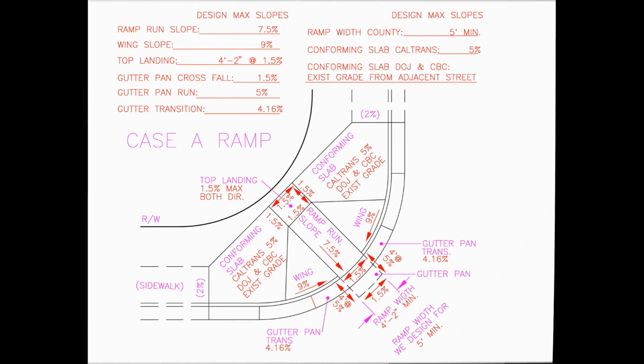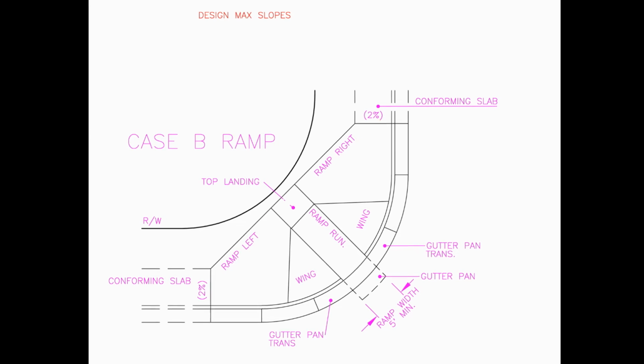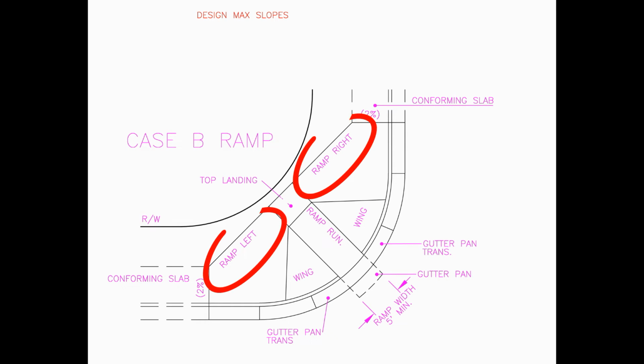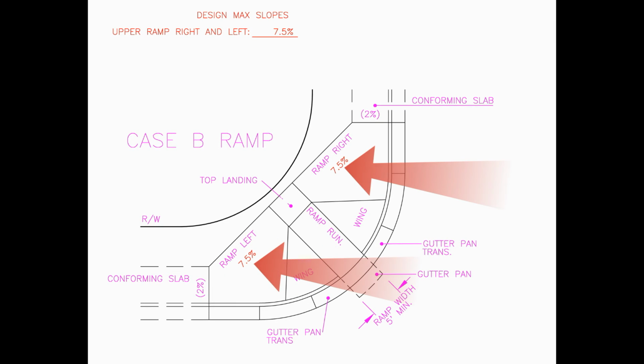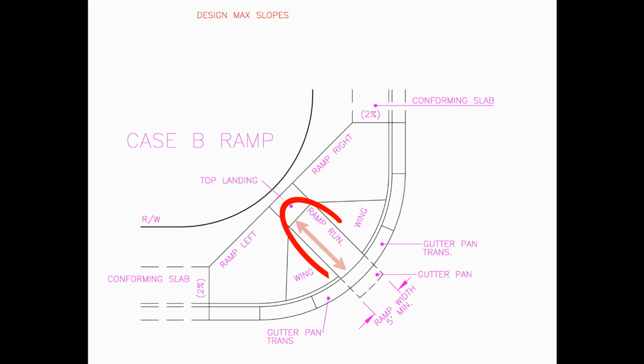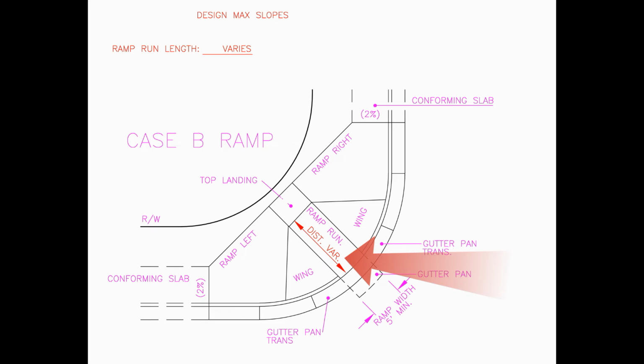Now let's go over a Case B ramp. All ramps have the same maximum top landing grade, ramp running slopes, wings, gutter pan, and transition slope. But what is the maximum ramp left and right grade? The correct answer is 7.5% calculated at the back of the sidewalk. What is the distance of the ramp running slope? The correct answer is, this distance varies depending on your right-of-way.